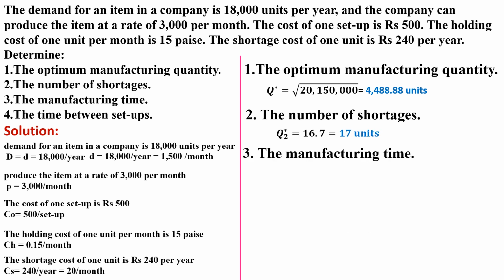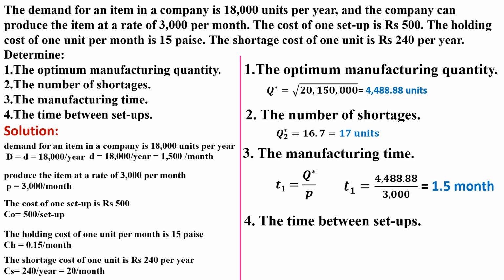Next we determine the manufacturing time. The manufacturing time T1 is equal to Q star divided by the production rate P. We know the Q star value is 4488.88 and the production rate is given as 3000 per month, so it is month wise. Then the T1 value is equal to 1.5 months.